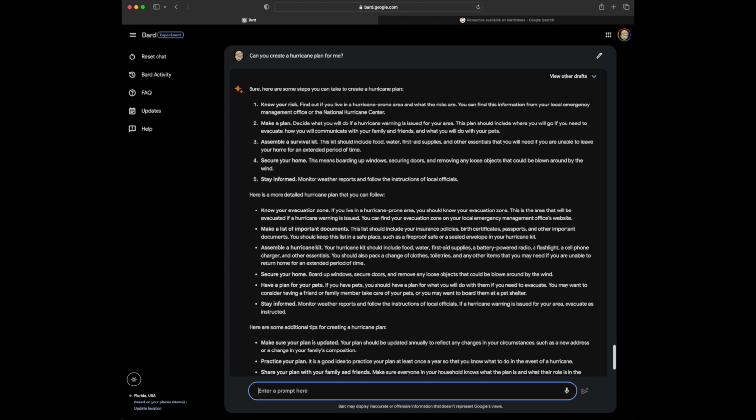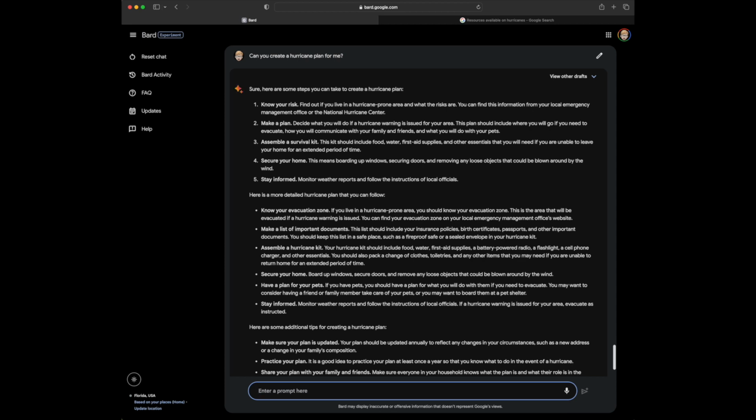Let's see. Okay, so sure, here's some steps you can take to create a hurricane plan. So know your risk. I think that's a great thing. Find out if you live in a hurricane-prone area and what the risks are. You can find that information from your local emergency management company or the National Hurricane Center. So make a plan. Well, decide what you will do if a hurricane warning is issued.